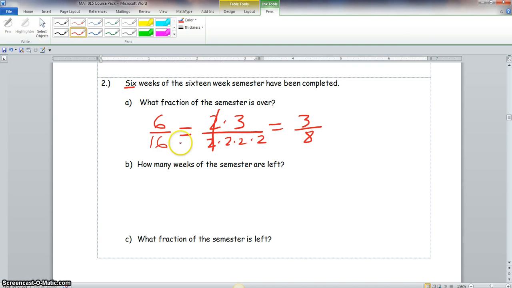Now it says here, how many weeks of the semester are left? Now remember, we start off with 16 weeks, and 6 weeks are completed. So 16 minus 6 is 10. So it's 10 weeks left.